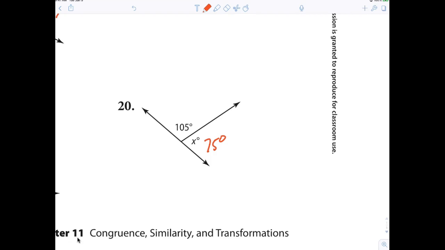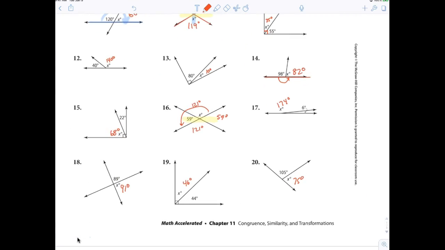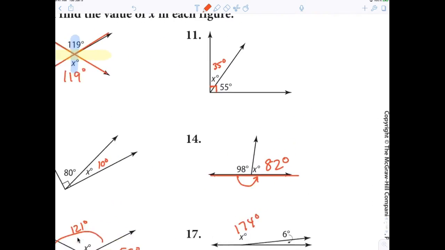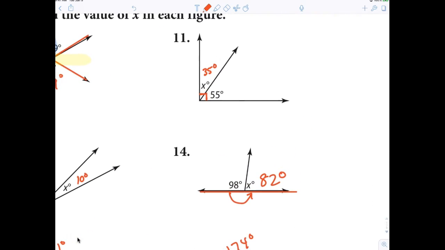On 11, wouldn't it be complementary? Let me double check myself. Yes, 11 is definitely complementary. Everybody good? So you have to write those words. Complementary, supplementary, vertical. Everybody good?